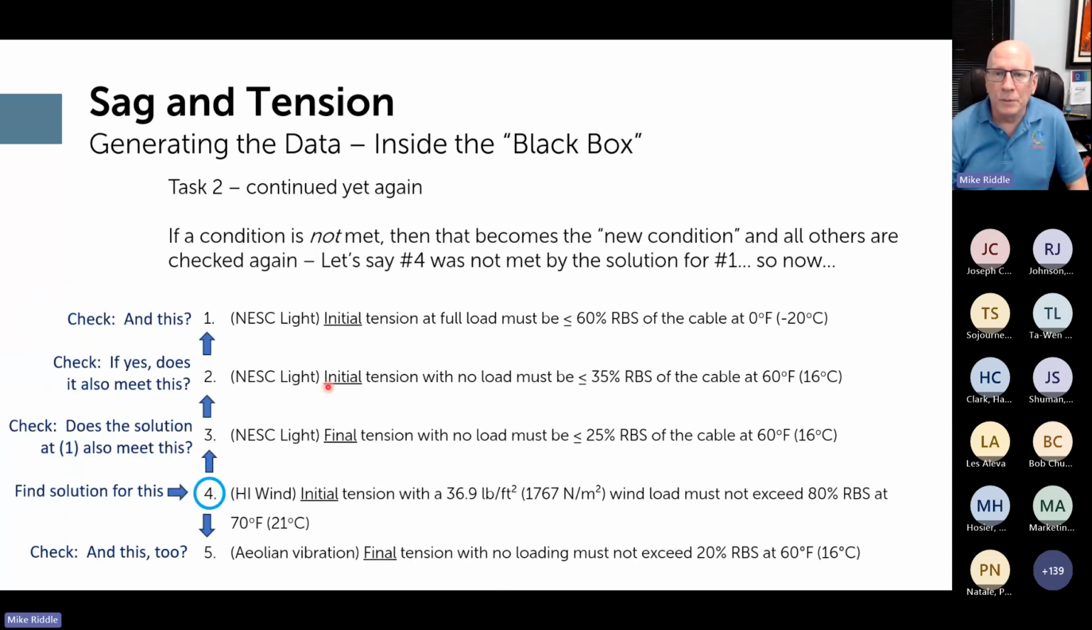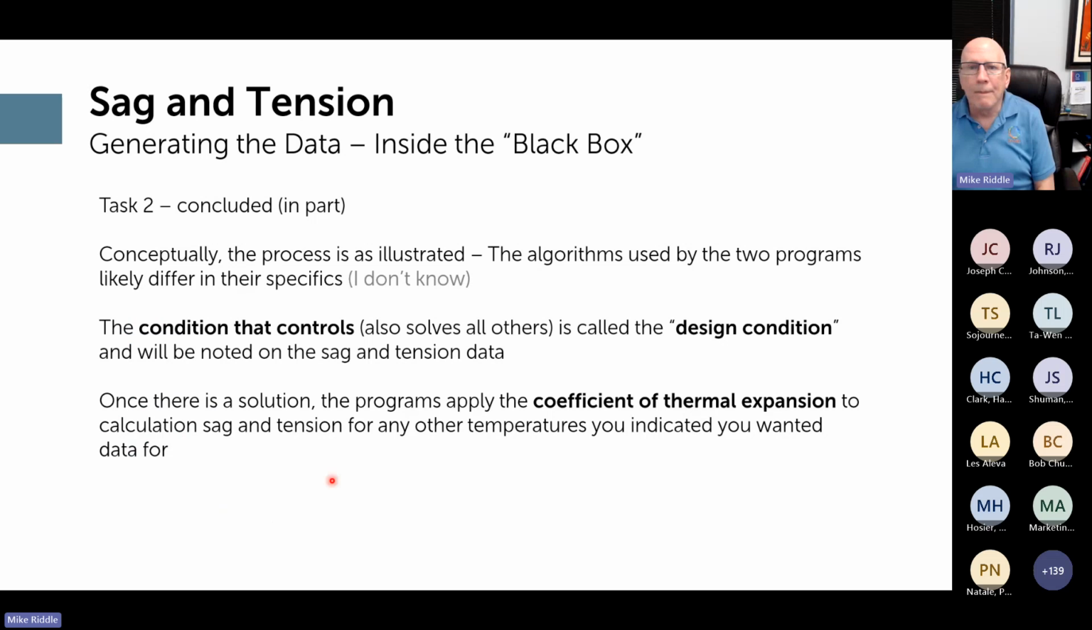What if there's a problem though? So let's say this one was met, or it started with this one. This one led to conditions where this was met and where this was met, but then this failed. Well, then you start over. Now you find a solution for this and then apply it to all of the others. So conceptually, this is how the process works.